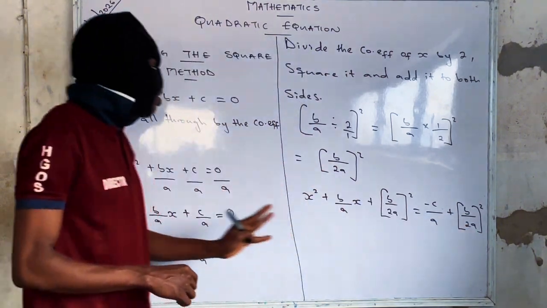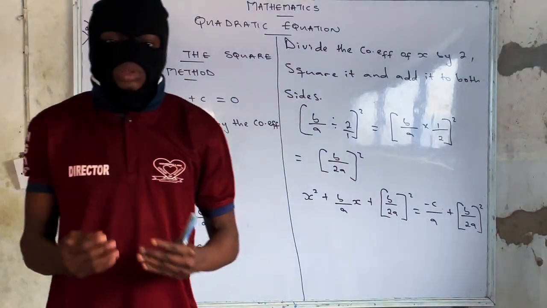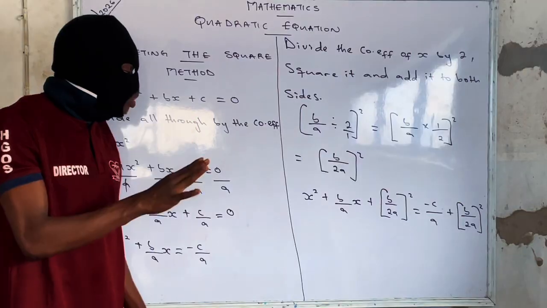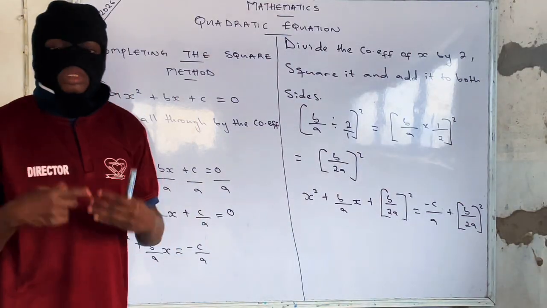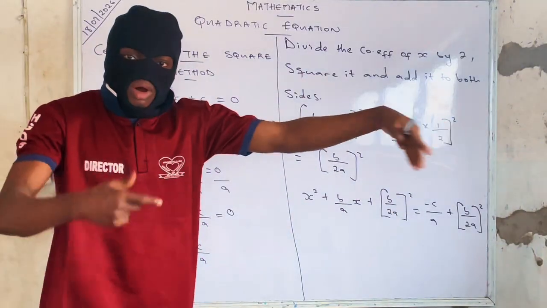Now what we're supposed to do here is factorize, but there is a trick that we are going to use. We are going to pick one x here. You know this is x raised to power 2, which means x times x, and this raised to power 2 means this times itself.